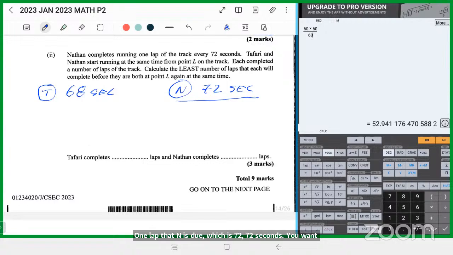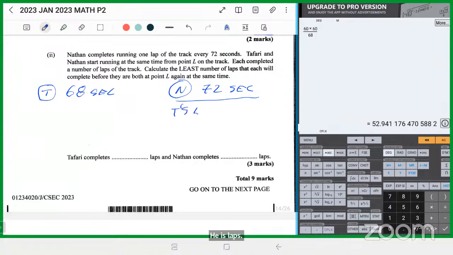You understand what I'm saying? Because he's doing 4 seconds faster every lap. So to meet Nathan, the 4 seconds must add up to the time equivalent to 1 lap for Nathan, which is 72 seconds. So see here, this is Tafari's time. This is Nathan's time, you know. But Tafari's laps, this is going to be Tafari's laps. Let's write T laps. T's laps. Just to keep it simple.